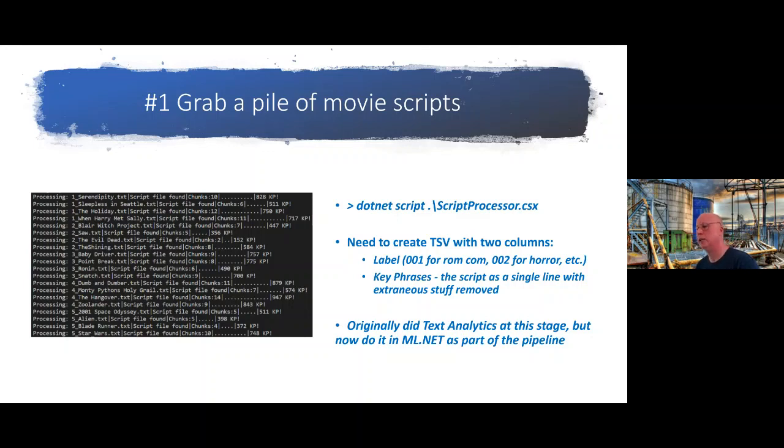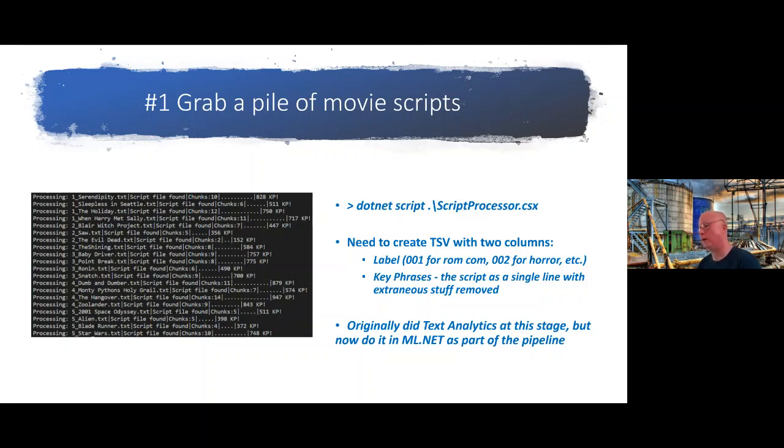So we went out, searched around, and picked up about a dozen of each of the genres and started playing with them. If you look on the left hand side, you can see some of the ones: Serendipity, Sleepless in Seattle, Holiday, we've got Baby Driver, Ronin, Monty Python and the Holy Grail, Zoolander, Space Odyssey. A lot of great films there.